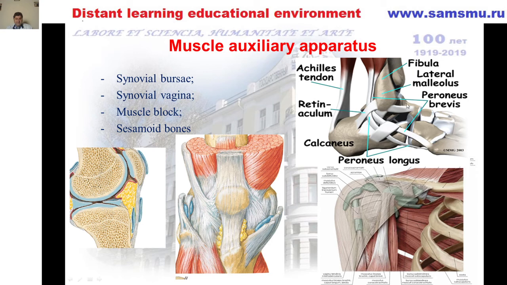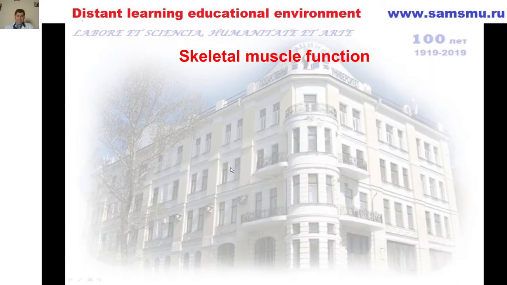For example, the passage of the tendon of the long peroneal muscle, you may see on this picture, under the peroneal block of the calcaneus. And a sesamoid bone is located in the thickness of the tendon close to the place of its attachment, for example, the patella or kneecap. It's situated in the middle of the tendon of the quadriceps muscle.